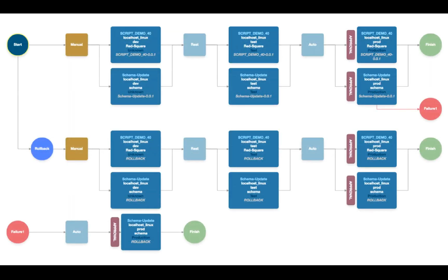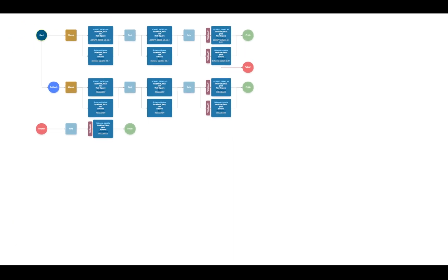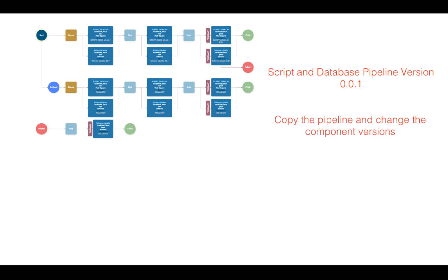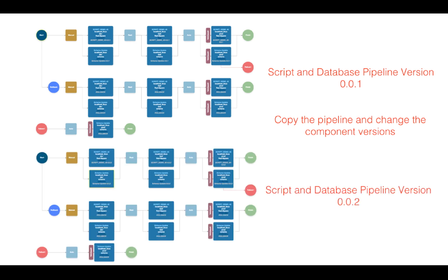Okay. So now if we take this pipeline and we save it and we version it, we call it version of the pipeline 001. We can then copy this pipeline and just change the component versions. So all we have to do is change the version once of the script demo and the version of the schema update, and then we save that as an entirely new pipeline, version 002. And then we can run this second pipeline behind the first pipeline if we want to. It should be noted that once you're running a pipeline, that pipeline can't be rerun whilst it's in progress. So that's why you would then create a separate pipeline with a different version, and that can run behind the first pipeline.